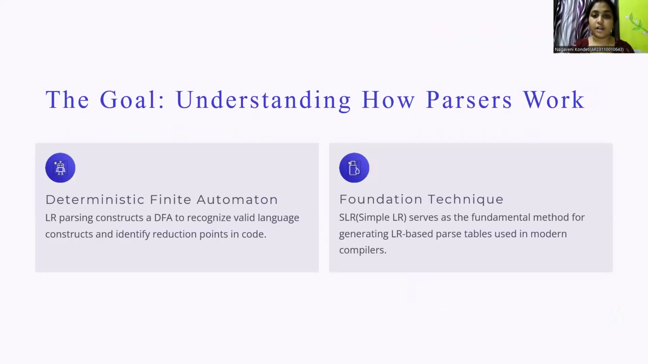Now let us first understand the main goal of this topic. The main goal is to understand how parsers work. Parsing is the process of checking whether an input program follows the correct grammar or not. This process is based on a deterministic finite automaton, also called DFA. In LR parsing, a DFA is constructed to recognize valid language constructions and identify reduction points in code. SLR, which stands for Simple LR, is a basic method used to generate parsing tables. So it serves as a foundation for more advanced parsing techniques used in modern compilers.